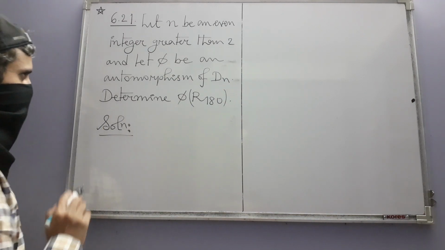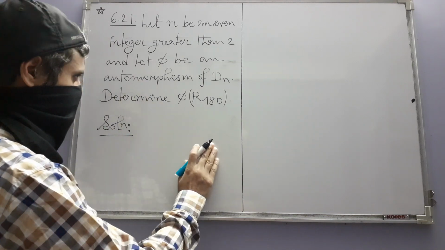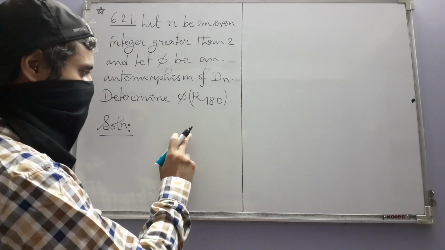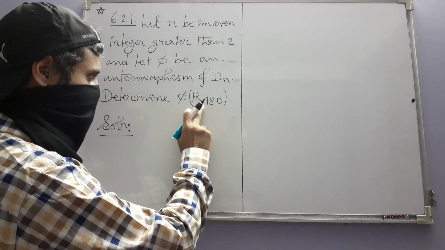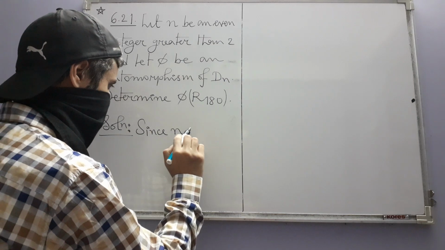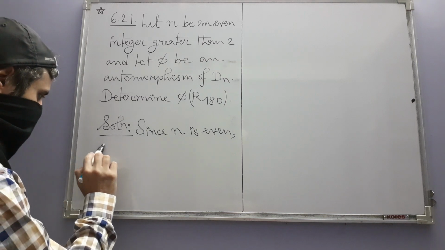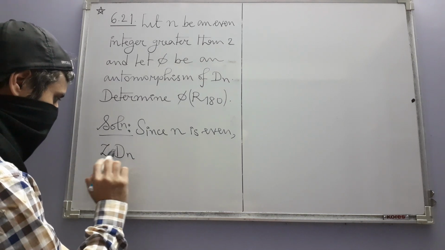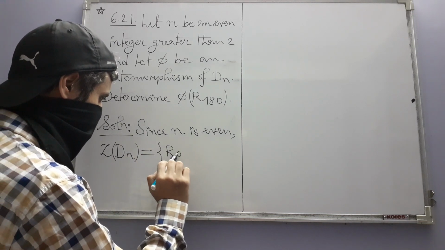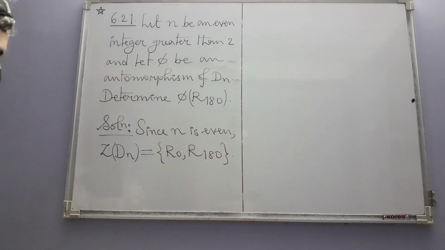In the beginning of the solution itself, we are going to use the fact that n is even, and because of which the center of Dn consists of two elements. One of them, of course, is the identity R0 and the other one is R180. Since n is even, this is the center.